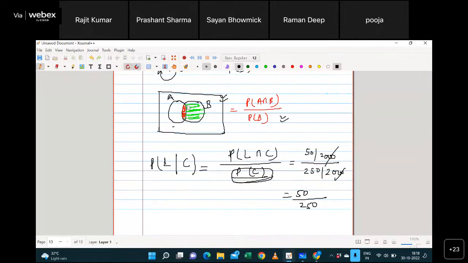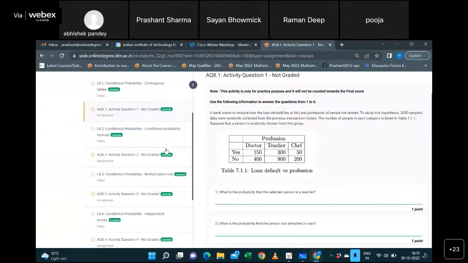B has occurred. It is given that event B has already occurred. That means my new sample space is the green region. So what is the probability that event A will occur when B has already occurred? This red region will be for A when B has occurred. What is this red region? It is nothing but A intersection B over your total case. That's all. Okay. Thank you, sir. So we can move to the next.